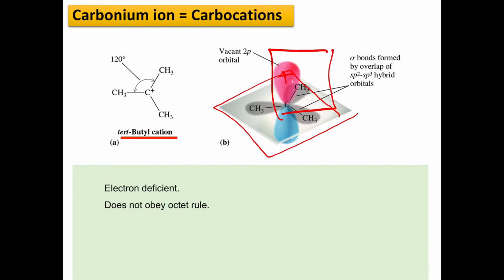What is the octet rule? That means the atom in the overall structure has 8 electrons. Before creation of the carbocation, carbon had 4 bonds. Each bond was a sharing of a single electron with another atom. As a result, we had 4 bonds, each bond 2 electrons. 2 multiplied by 4, octet rule is obeyed. But now we have lost an electron. It doesn't obey the octet rule at all.